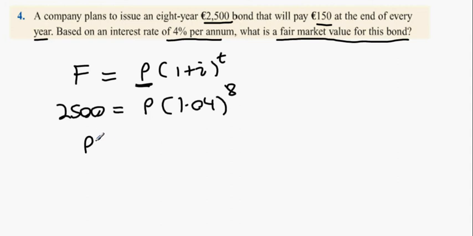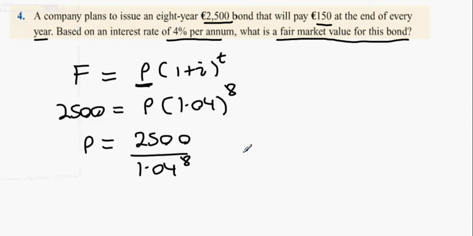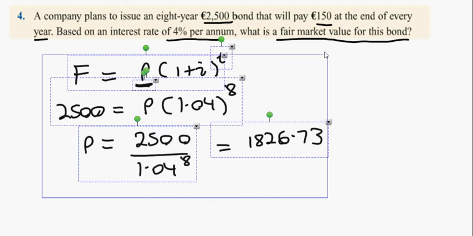So we have to find out the present value of this, which is going to be 2,500 divided by 1.04 to the power of 8. So it's going to be 2,500 divided by 1.04, all to the power of 8. And what we get is 1,826.73. So 1,826.73.